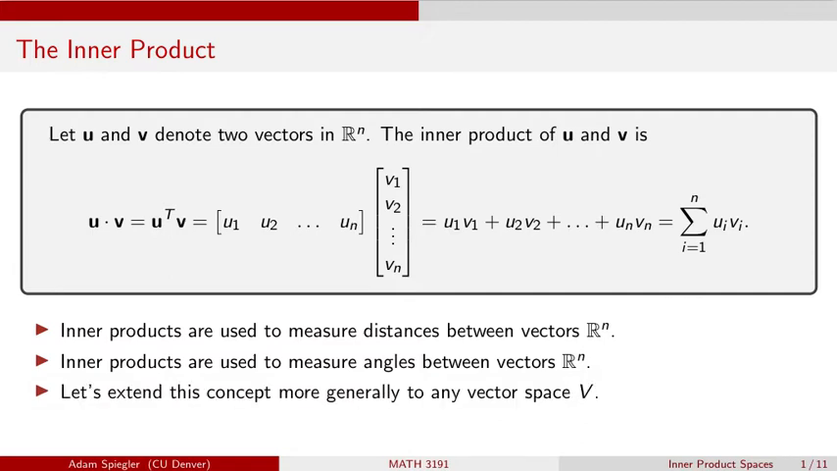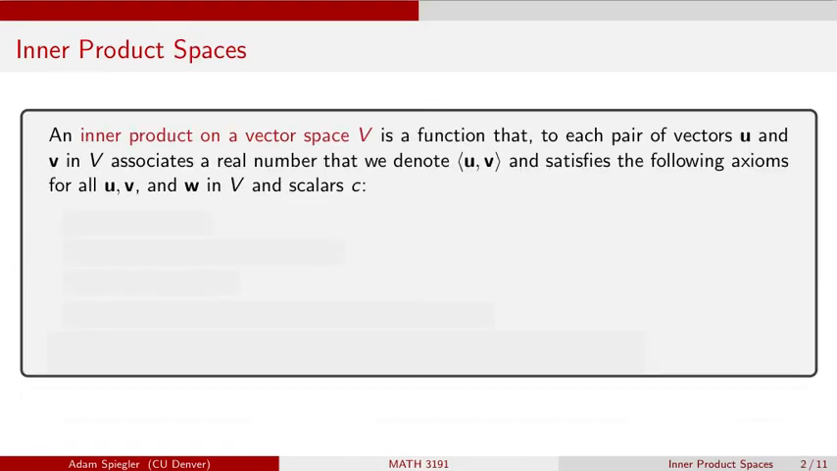So I'd like to take a look at how we can extend this concept of inner products that give us ways of measuring distances and angles to any general vector space V, not just vector spaces that are R2 or R3 or Rn, but vector spaces that might have vectors which are things like polynomials or functions. Okay, so let's define what an inner product is on a vector space more generally.